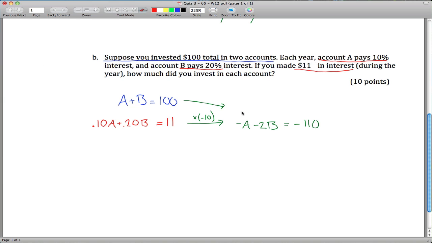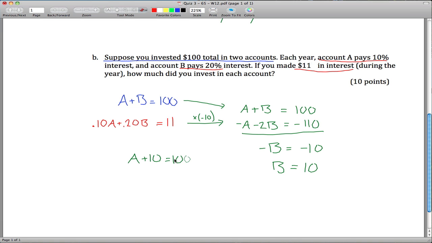This equation we can just leave alone. A plus b equals 100. And add these equations up, we'll get negative b equals negative 10. Worked out kind of nice. So b is 10. And then if b is 10, using this first equation, we know that a plus 10 has to be 100. So a has to be 90. So our answer is, we must have invested $90 in account A and the other $10 in account B. That's the end of the quiz.